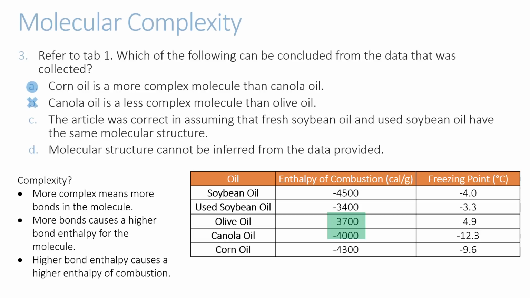The article is correct in assuming that fresh and used soybean oil have the same molecular structure. That doesn't seem to be what the data is indicating, because the data is telling me they have different enthalpies of combustion, which means that there are different bonds being broken. And the last one: molecular structure cannot be inferred from the data. That doesn't make any sense, because this whole question is about bond complexity and how that relates to enthalpy of combustion.